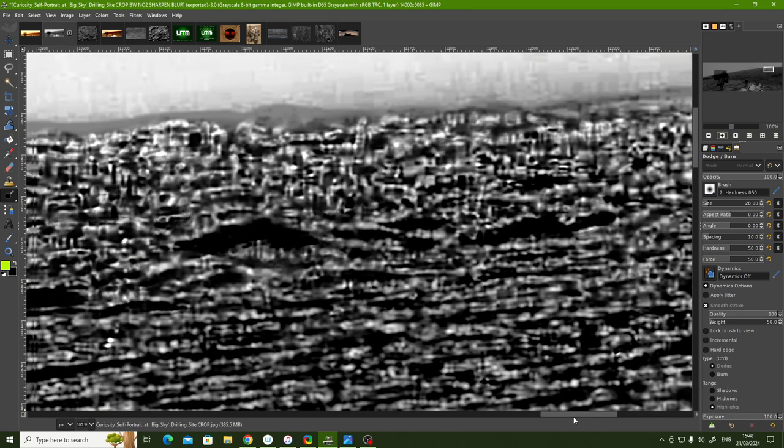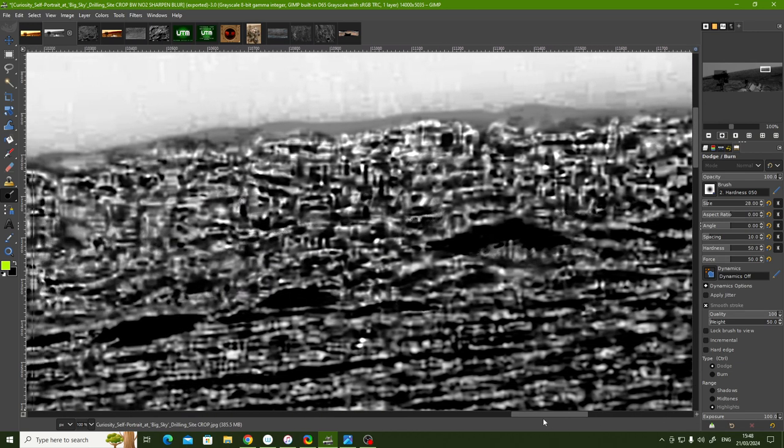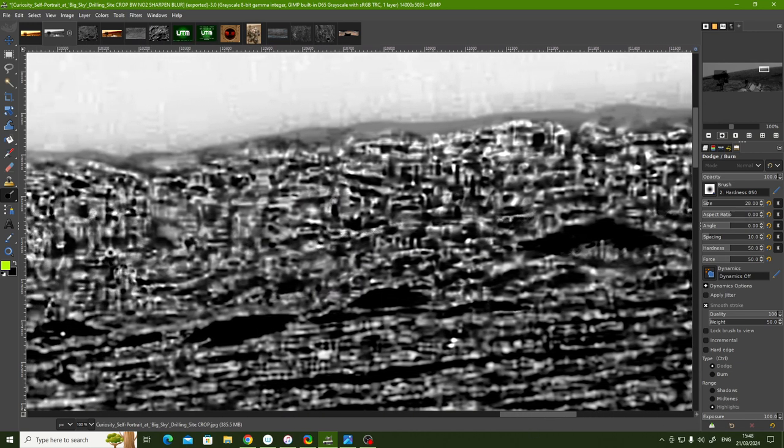Okay, so you can see here, I haven't quite finished that, but you can see the difference. I don't know what to say. I mean, this is what is in the image. See the fluffier areas here.